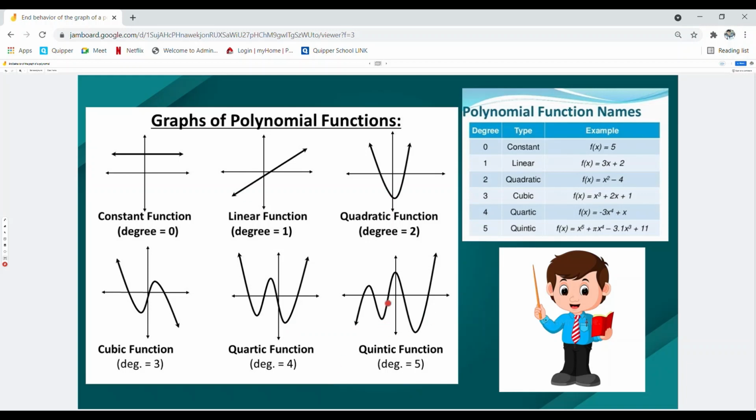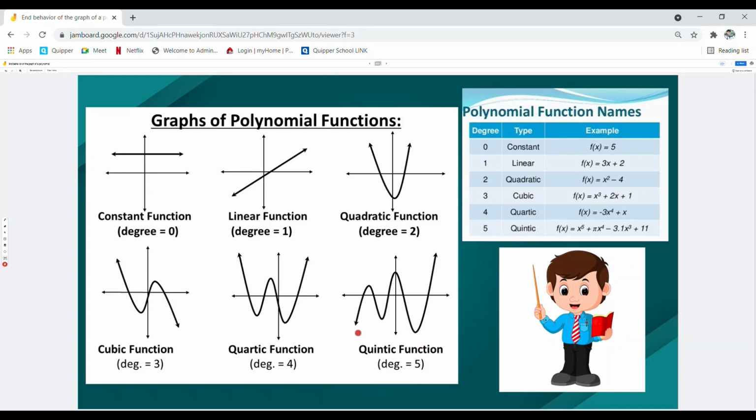What about the quintic function? Quintic function is a function of degree 5, where the highest exponent is 5. For example, f of x is equal to x to the 5th plus pi x to the 4th minus 3.1 x cubed plus 11. Look at the graph. It's similar to cubic, but it has more curves. Cubic has 2 curves, so it's 5 minus 1. There must be 4 curves. 1, 2, 3, 4, correct.